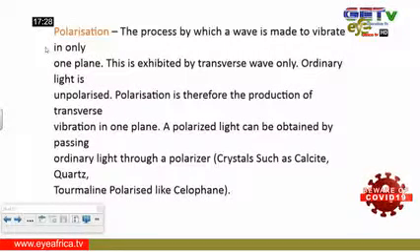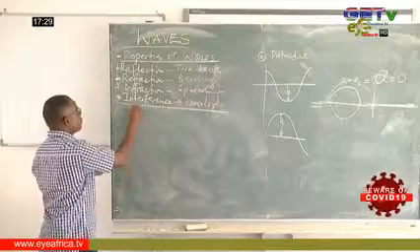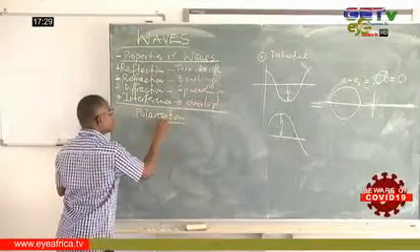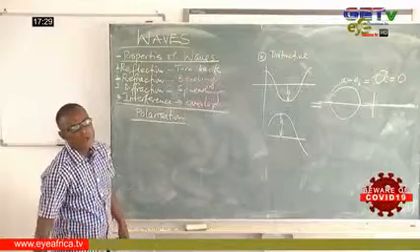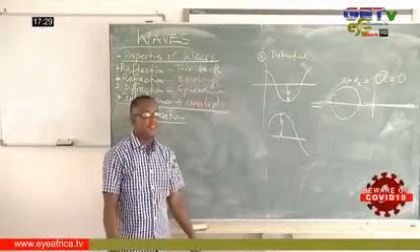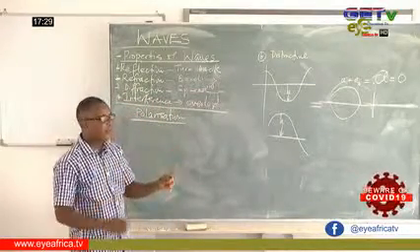We said the general properties of waves include reflection, turning back; refraction, bending; diffraction, spreading; and interference, overlapping, combining, or superposing. So now we have the other type, which is limited to transverse waves. We call it polarization. What is polarization? Polarization is the process by which a wave is made to vibrate in only one plane, a plane polarized wave. So it is a wave that vibrates in only one plane.